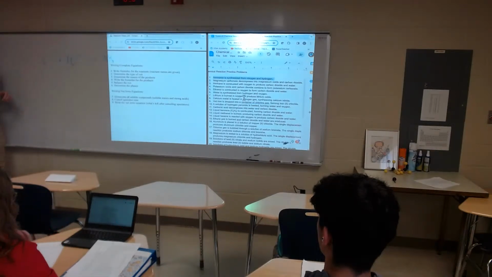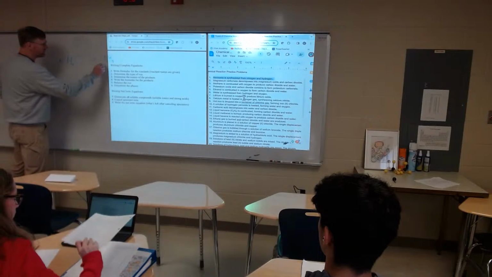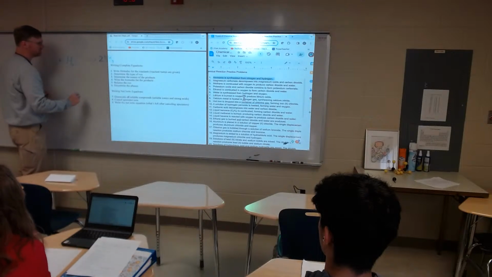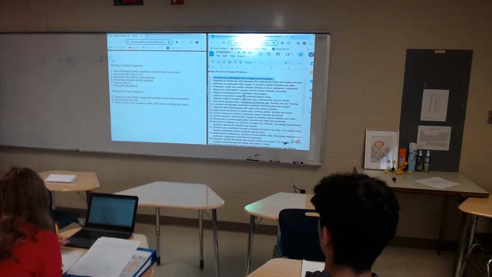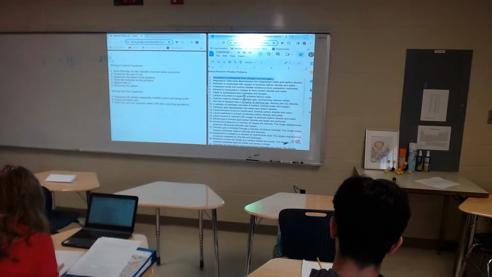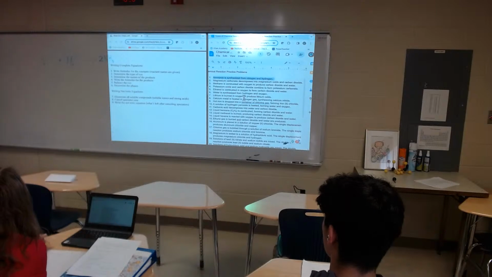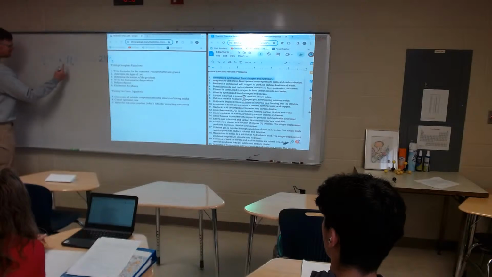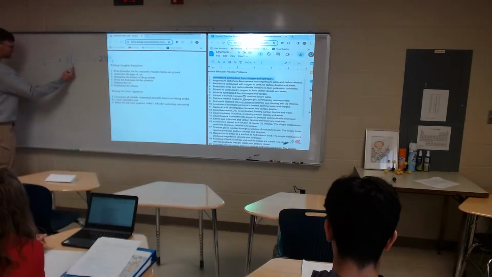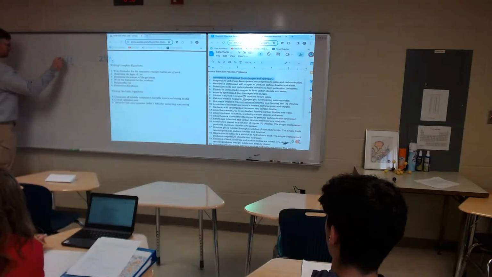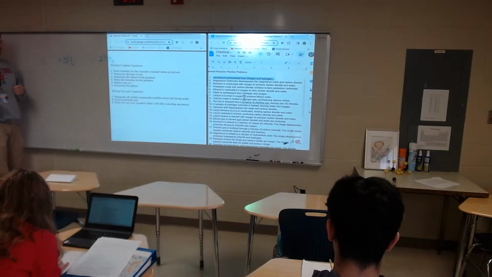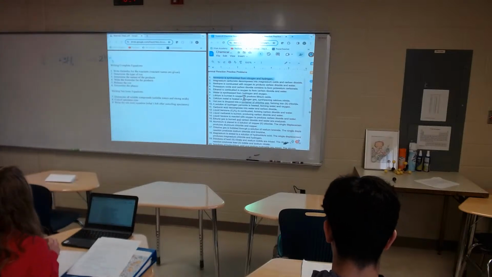So if there's 2 nitrogens over here and we need 2 over here, we've got to put a 2 right there. That makes 2 nitrogens. Now how many hydrogens do I have on the right? 6, because it works like the distributive property: 2 times 3 is 6. So if I want this to be 6, I put a 3 in front of the hydrogen. There we go. Good, that's balanced.